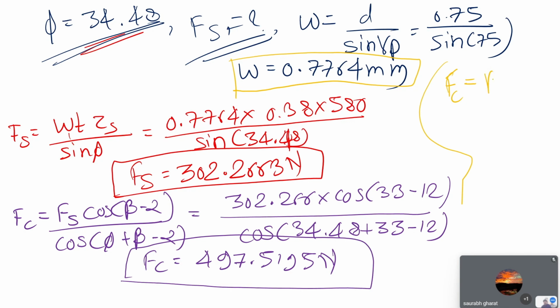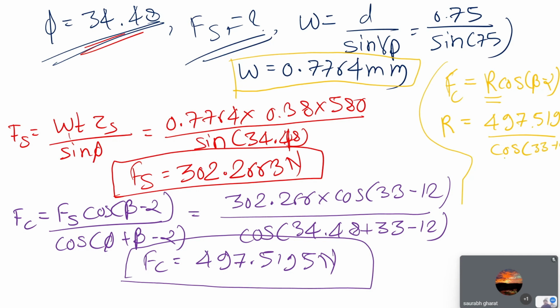It is R cos of. You have to be very correct with your formulas. Okay, Merchant circle diagram. You know Fc now, so you can get R from this. R will be your 497.5195 divided by cos of beta minus alpha, that is 33 minus 12, you know.